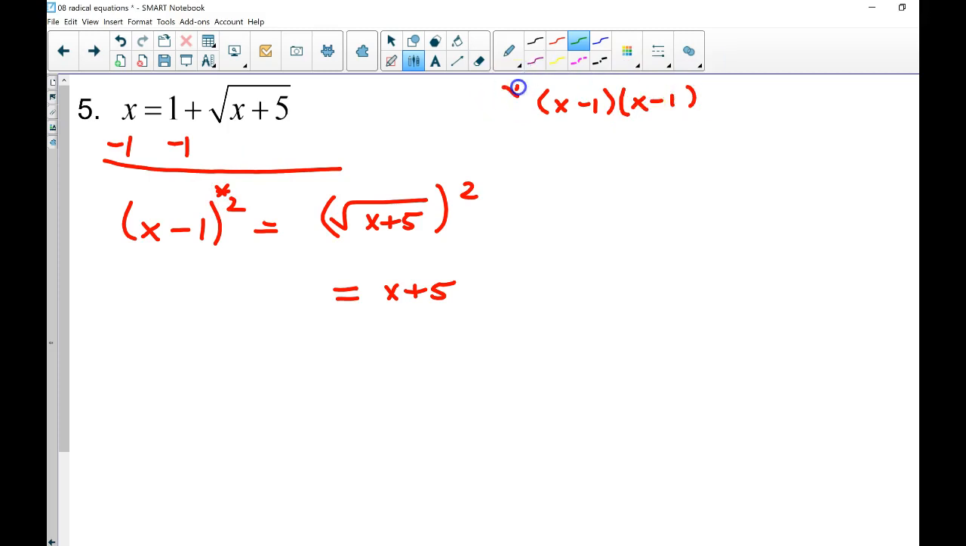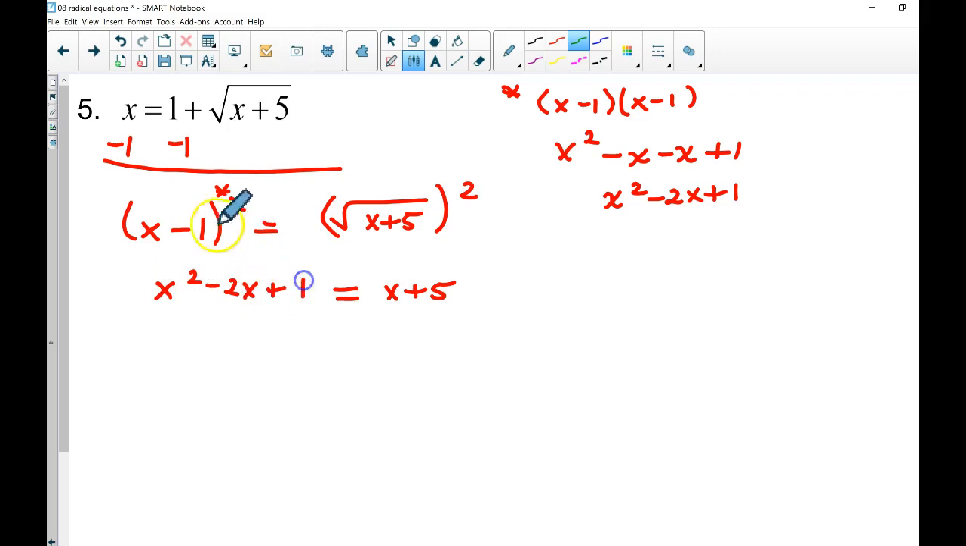I'm going to just do this on the side. We get first times first, outer, inner, and last times last. We combine like terms, and so the left-hand side is equal to x squared minus 2x plus 1. Be careful, because often students will write this as x squared plus 1. I call that the fatal error, so just make sure that you expand this out properly.